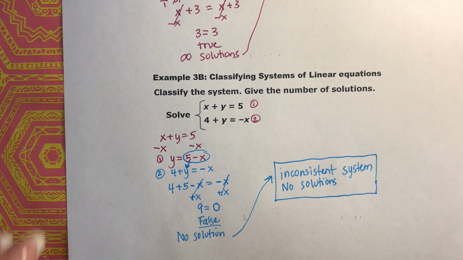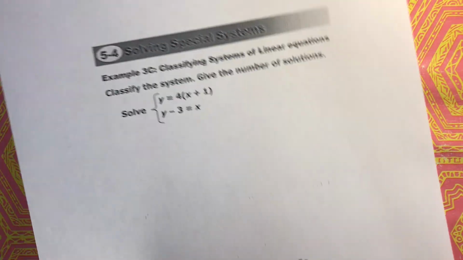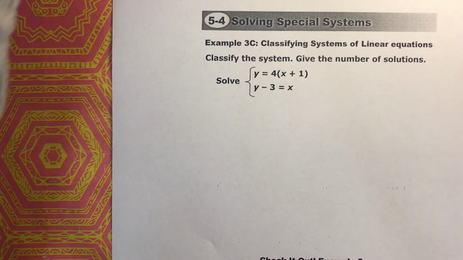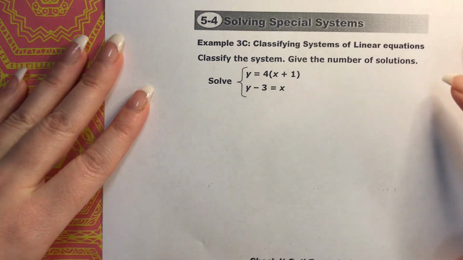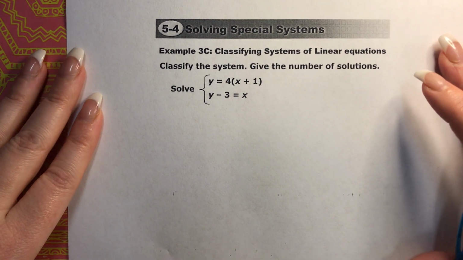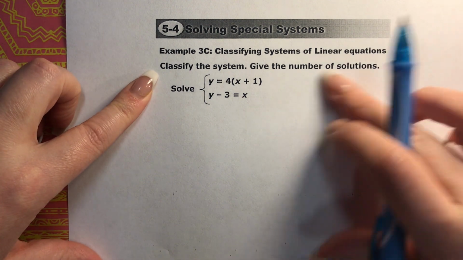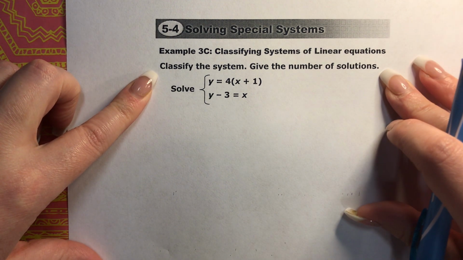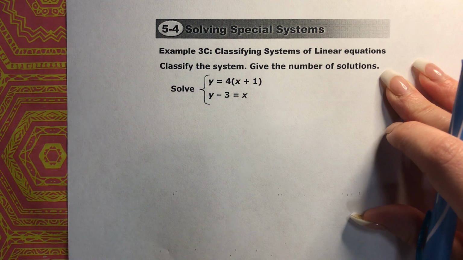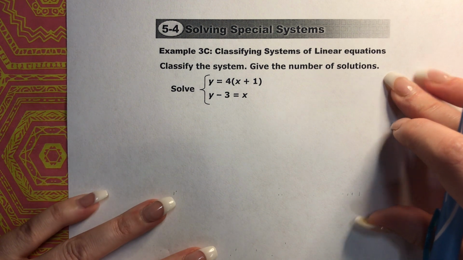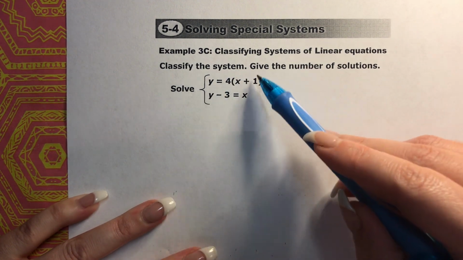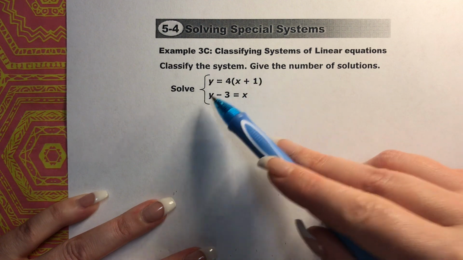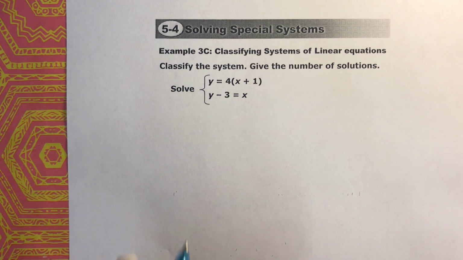So that is how we would express our answer and how we would show all of our work. All right. Let's go ahead and move on to the next one, 3C. So 3C says, classify the system, give the number of solutions. All right, great. So again, we're just going to solve these algebraically. This is nice. This one's already solved for y, so I think we can just directly substitute this in for y, and then we're good to go.